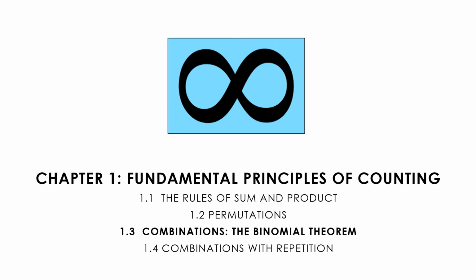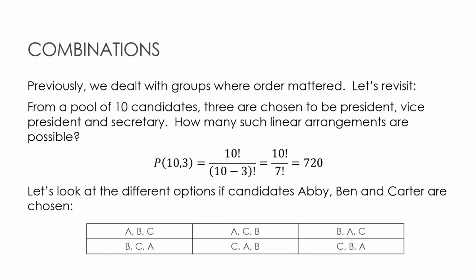This is Chapter 1, Section 1.3, Combinations, the Binomial Theorem. So previously we talked about permutations, and permutations is essentially a combination where order makes a difference. So for instance, if I'm dealing with a pool of 10 candidates and the order in which I choose them makes a difference because I have a president, vice president, and secretary, then I have to use the permutation formula that says 10 factorial over 10 minus 3 factorial.